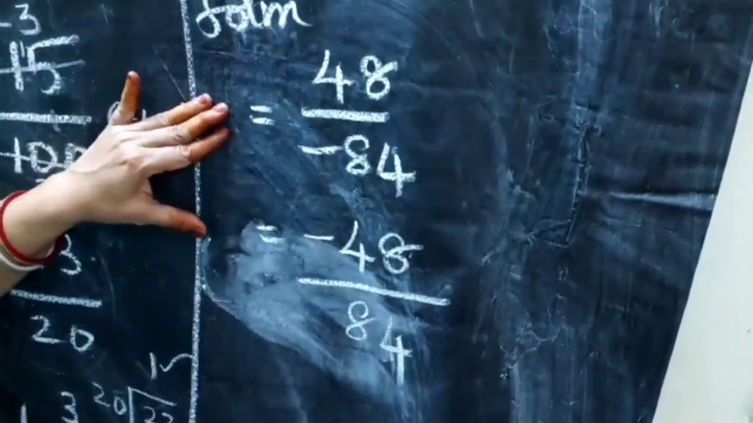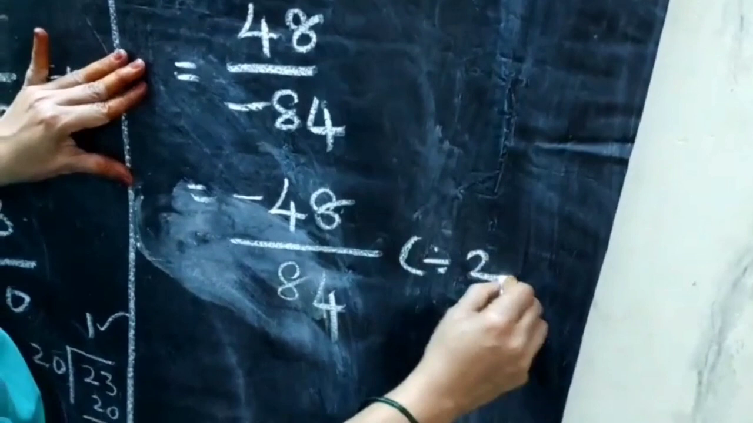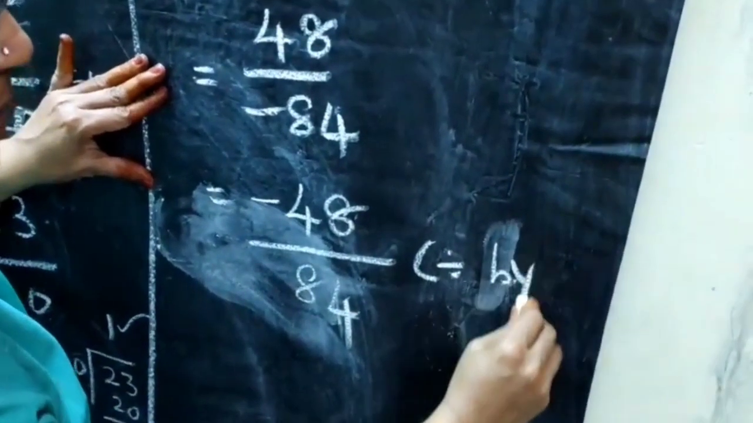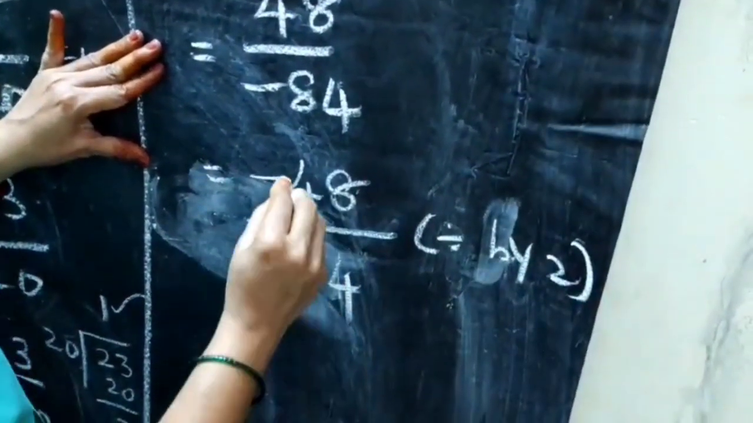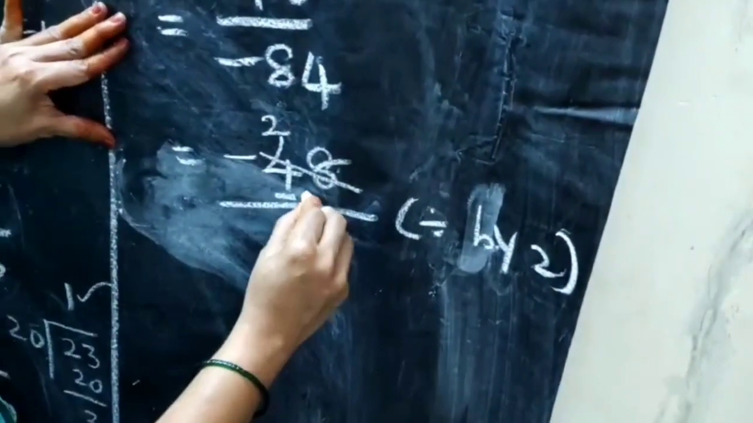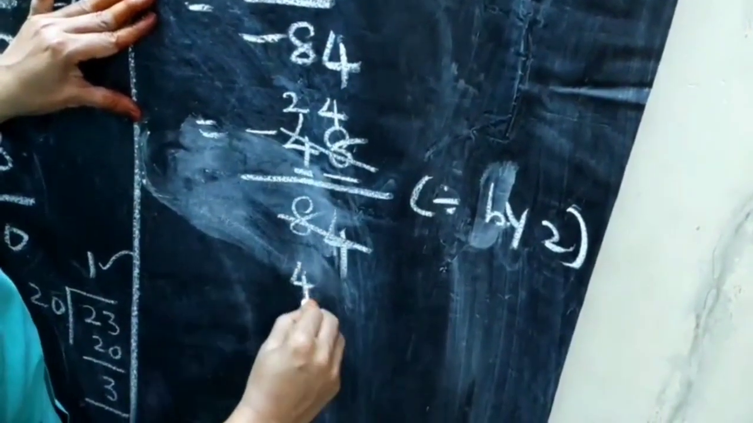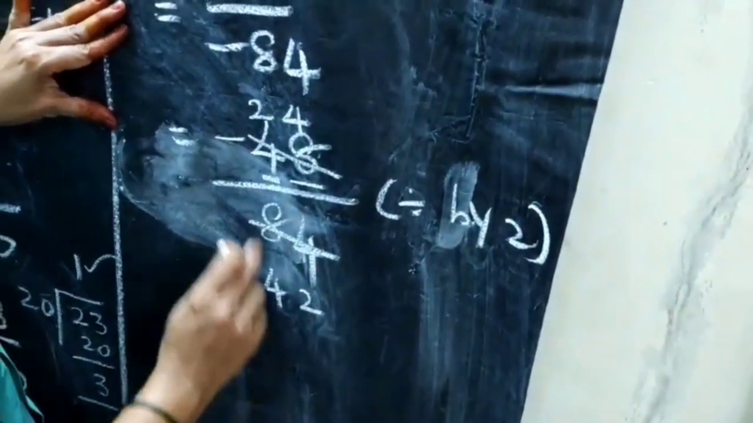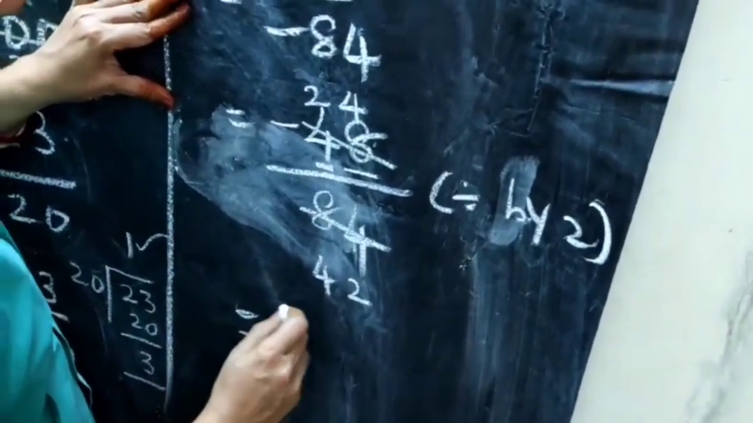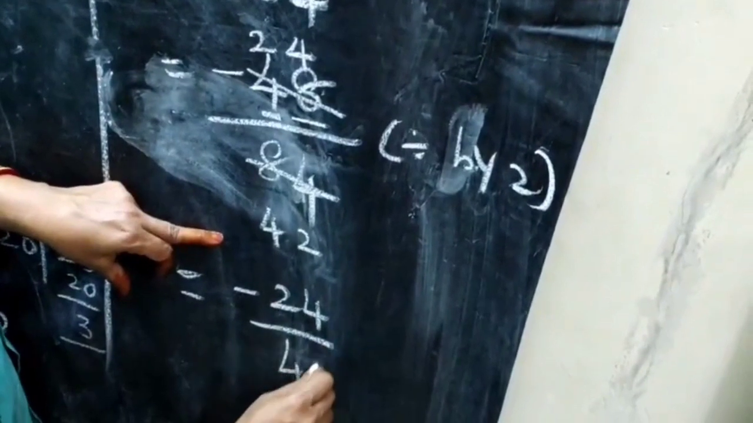These two numbers are also possible in which table? First, use the second table. Why do you want to use the two table? Both numbers are even numbers. 1 2 is 2, first number. 2 2s are 4, next number is 8. 4 2s are 8. Next 4 2s are 8. 2 2s are 4. So the answer has a minus symbol. Don't forget the minus symbol. Minus 24 divided by 42.